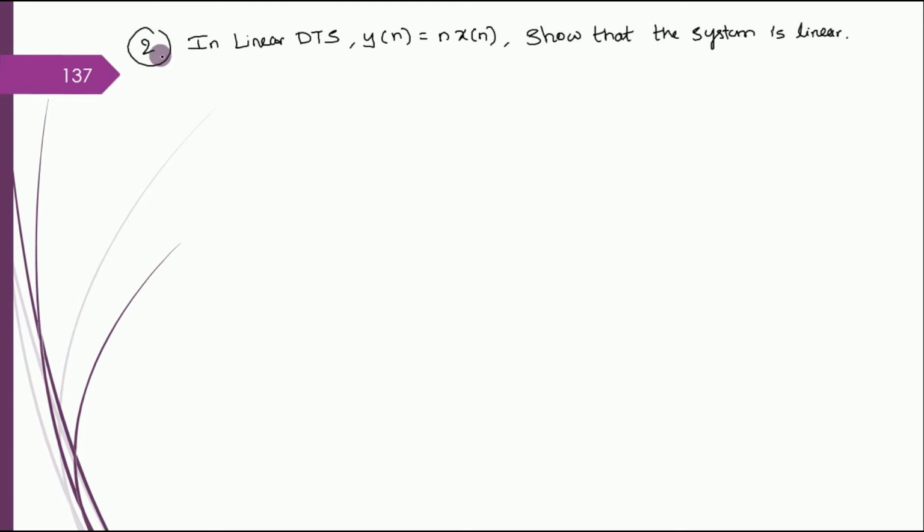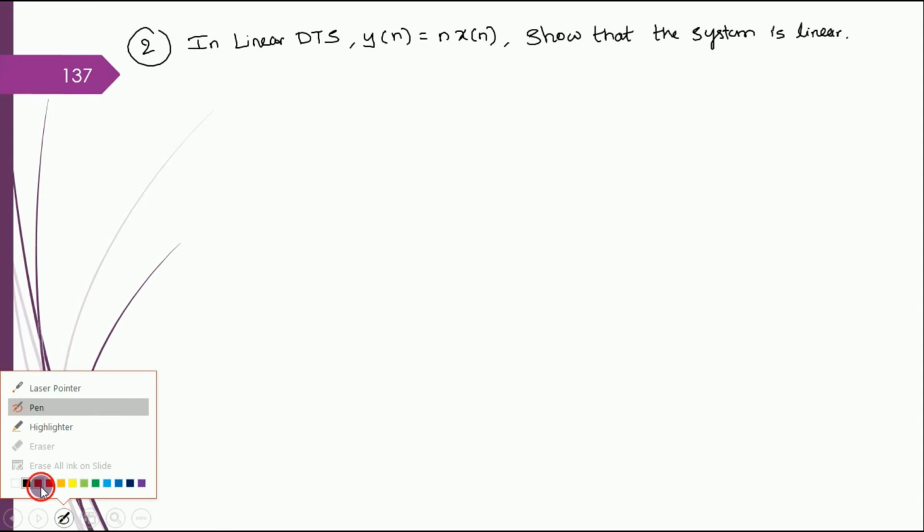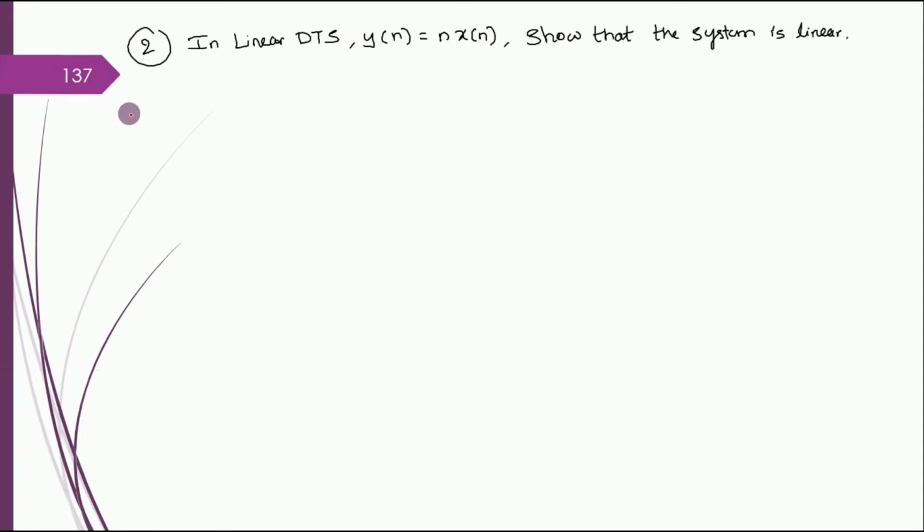Okay. So now we will have one example for understanding the DTS signal of linearity. Okay. So, solution for this.